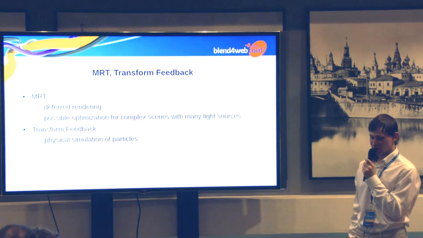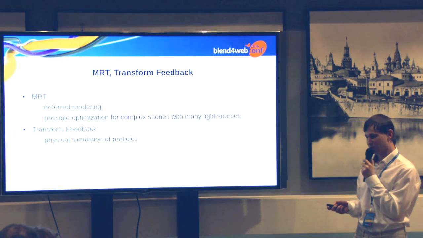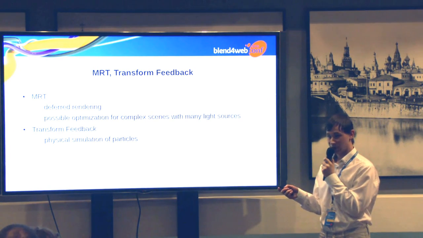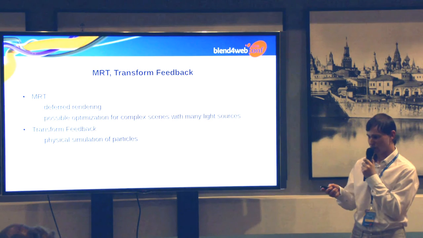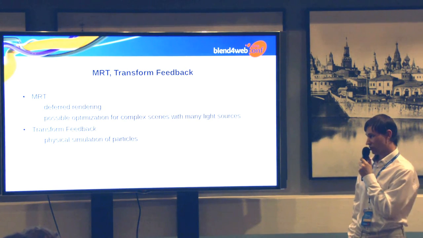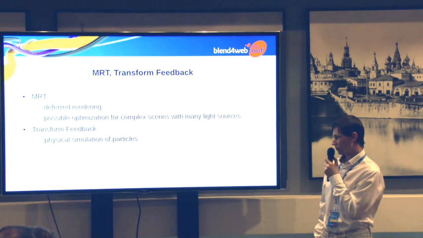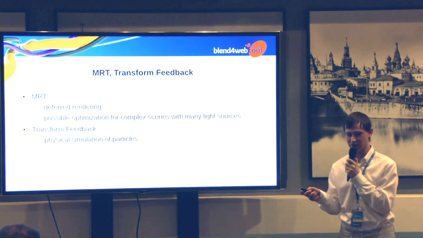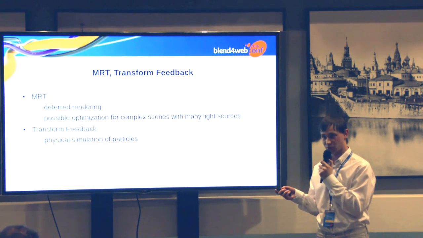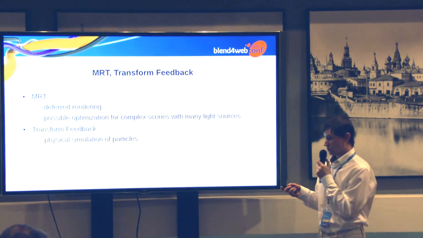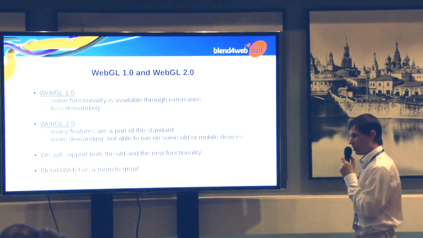Transform feedback is the technique that allows us to retrieve some geometric data during the rendering and to reuse it right on the GPU, which is significantly faster than sending this data from the CPU. And this feature opens up the possibility to simulate the movement of particles entirely on the GPU. And as I mentioned before, we really want to support physically simulated particles. And next. Okay.